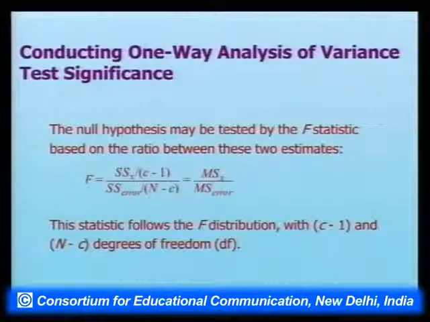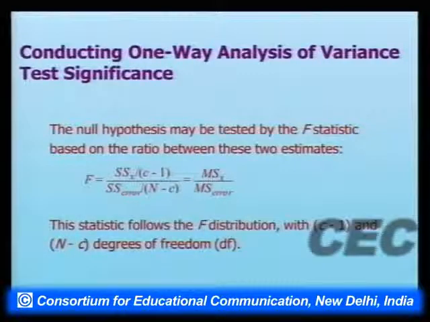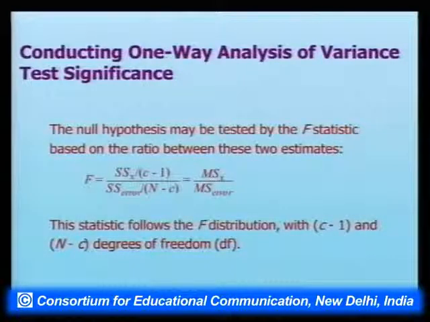So these are the statistics. The F statistic is given by SSX upon C minus 1 degrees of freedom, and SS error upon N minus C degrees of freedom, which are also called the mean sum of squares of X and the mean sum of squares of errors. This statistic follows the F distribution, and based on the F distribution we can find out whether the hypothesis gets accepted or rejected by the degrees of freedom.